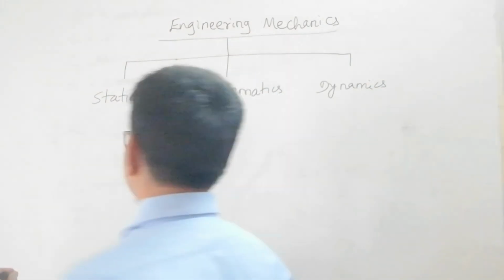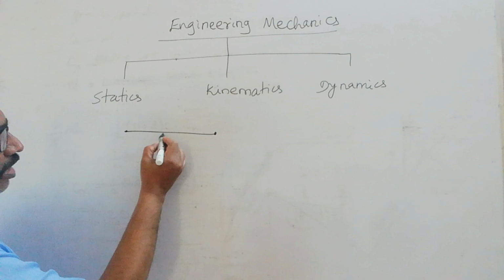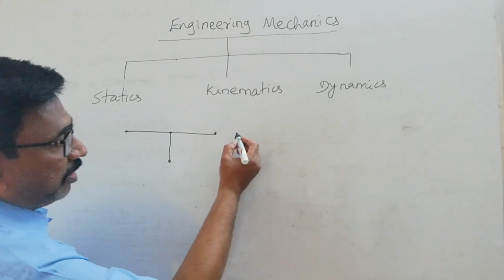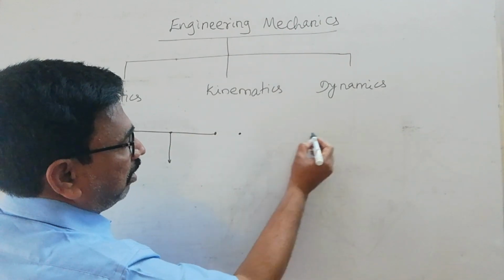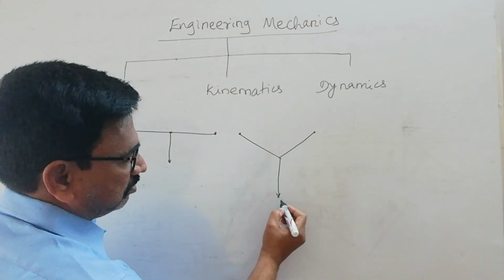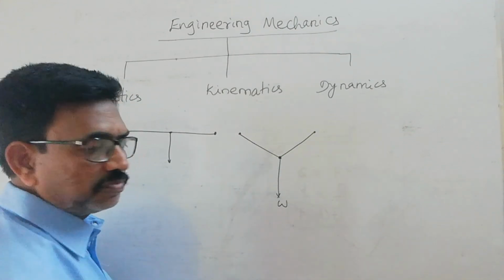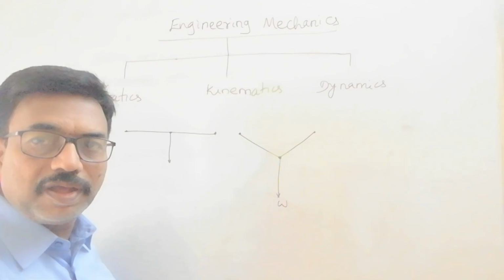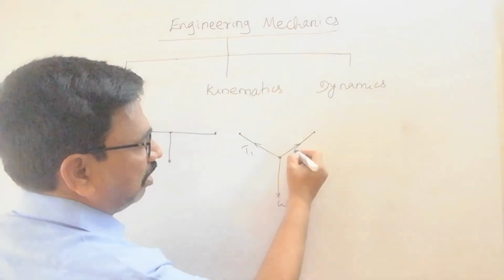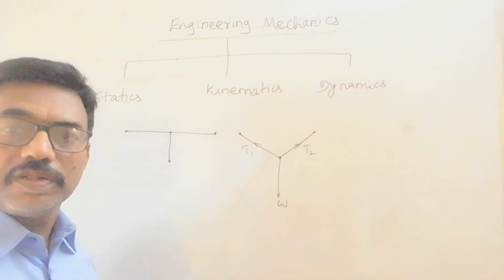For example, when we tie up a string at two ends and suspend some weight here, as a result the string will elongate a bit and it will assume some configuration like this. Now this object which is tied to the string is said to be under equilibrium under the action of three forces. One is the tension in this part of the string T1, the other one is the tension in the other part of the string T2, and W, the weight of the body.